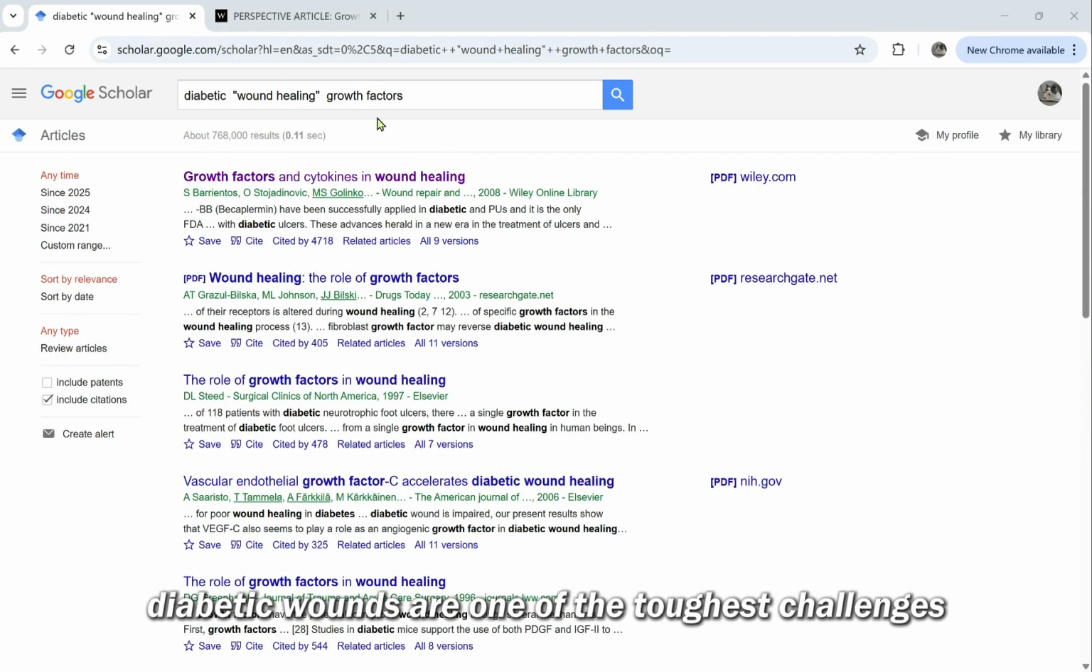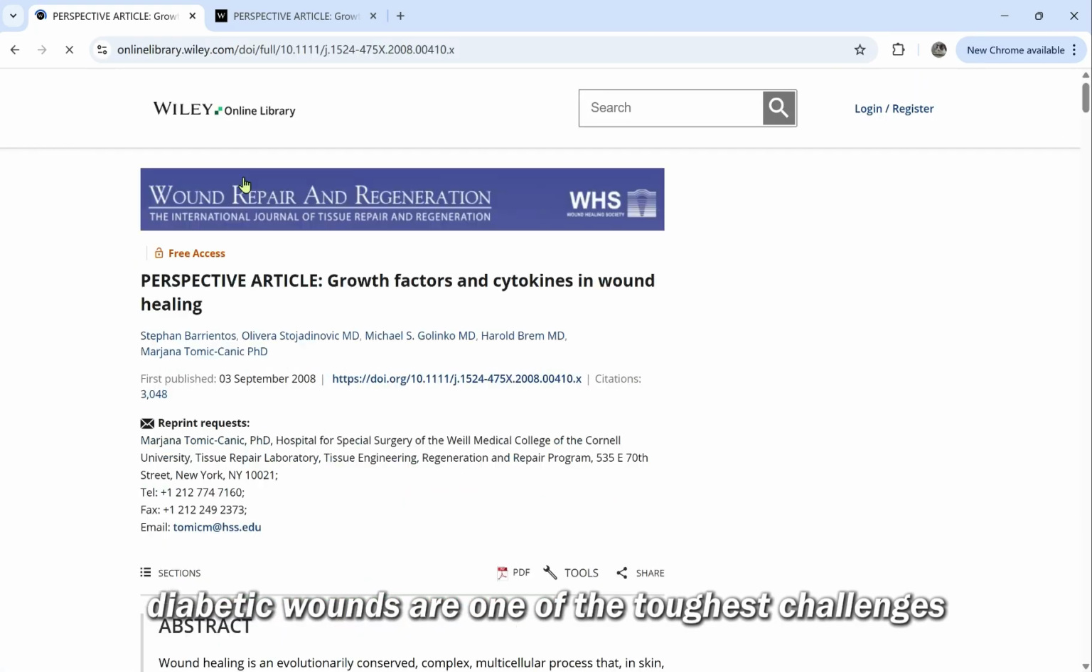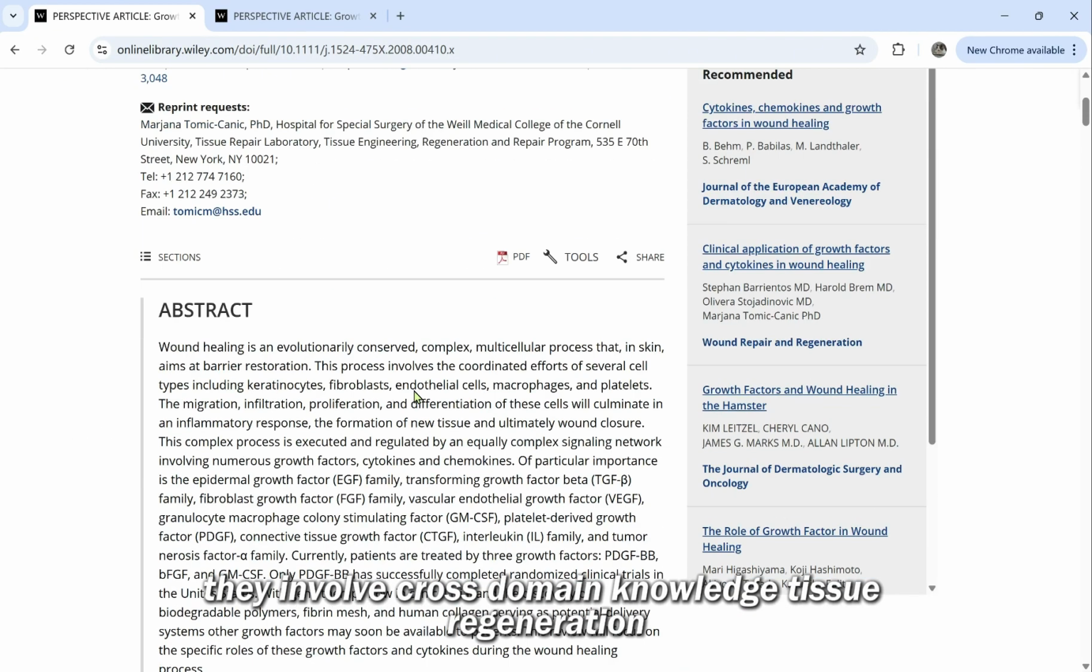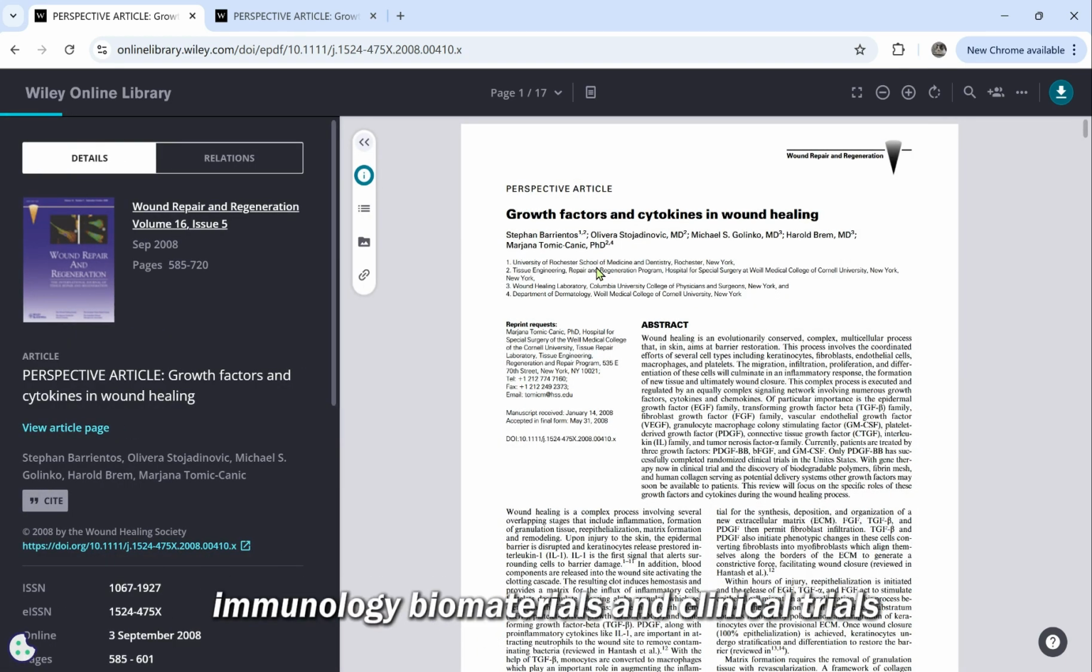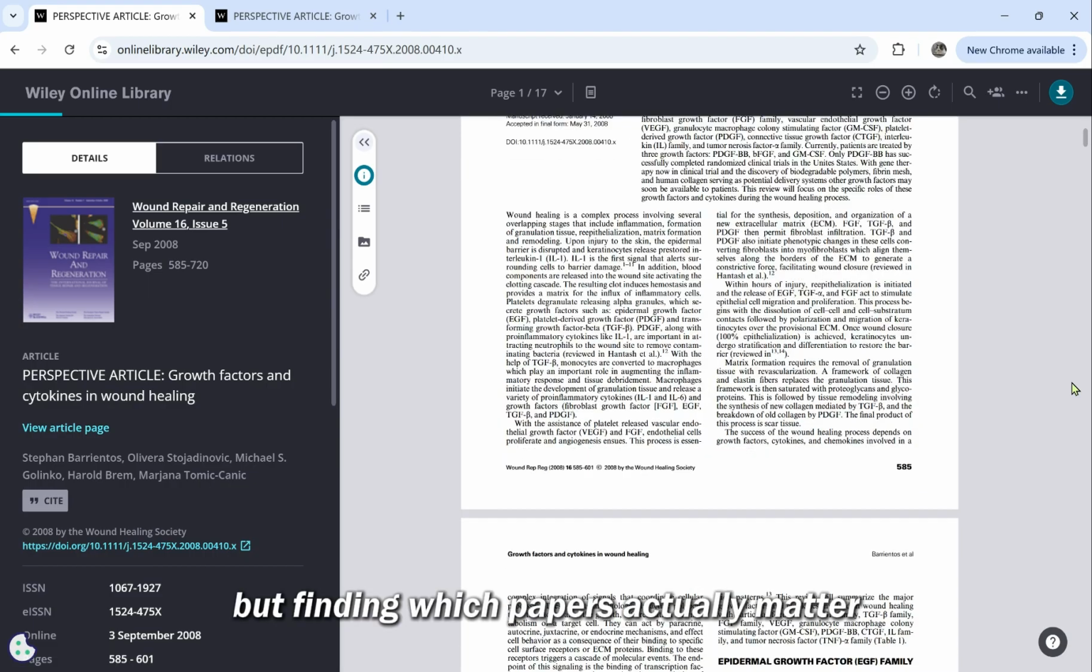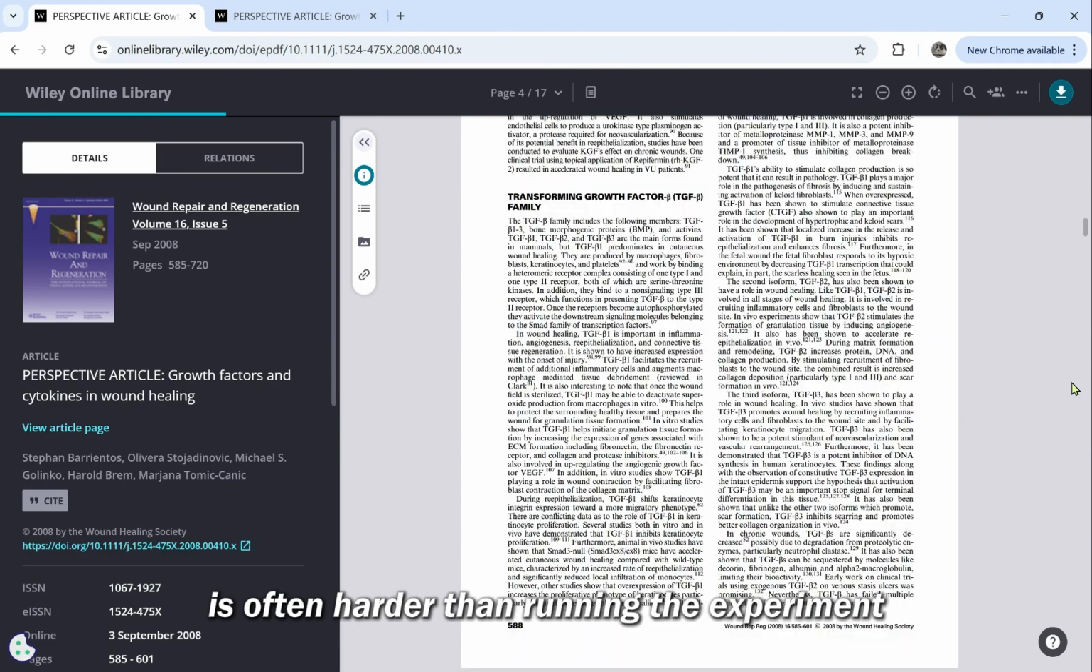Diabetic wounds are one of the toughest challenges in medical research. They involve cross-domain knowledge, tissue regeneration, immunology, biomaterials, and clinical trials. But finding which papers actually matter is often harder than running the experiment.